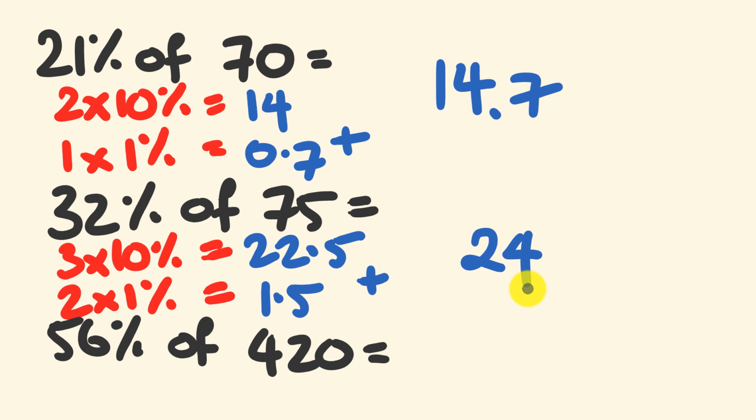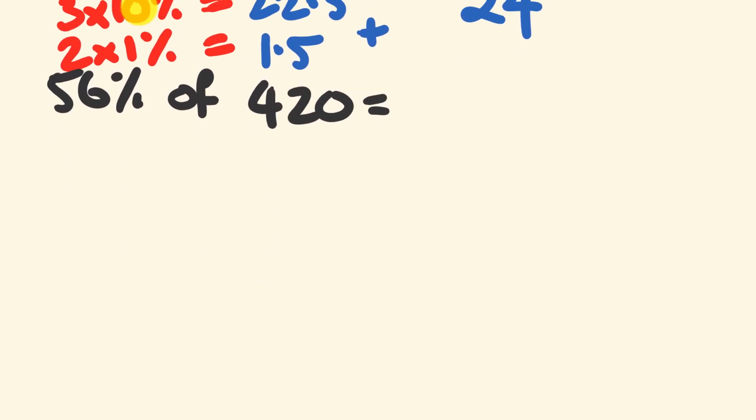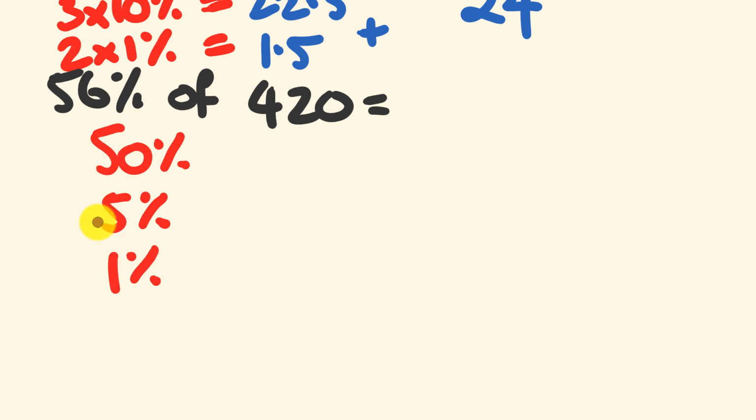What about now we get to the last one, 56% of 420. And I'll just move that because I reckon we're going to need a little bit more space just to show our working out there. So first off, we're going to break this into the following. I'd break this into a 50% amount, I'd break it into a 5% amount, and I'd break it into a 1% amount. And as you can see, these easily add up to 56. So we're going to work these out.